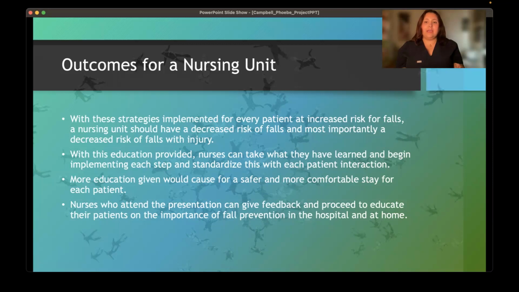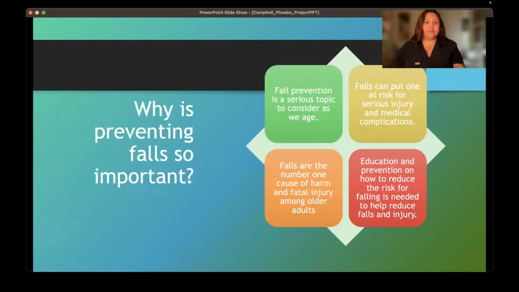So, what are the outcomes for nursing units and fall prevention? With these strategies implemented for every patient at an increased risk for falls, a nursing unit should be at a decreased risk for falls, and most importantly, a decreased risk for falls with injury. With this education provided, nurses can take what they have learned and begin implementing each step and standardize this with each patient interaction. More education given would cause a safer and more comfortable stay for each patient, and nurses who attend this presentation can give feedback and proceed to educate their patients on the importance of fall prevention in the hospital and at home.